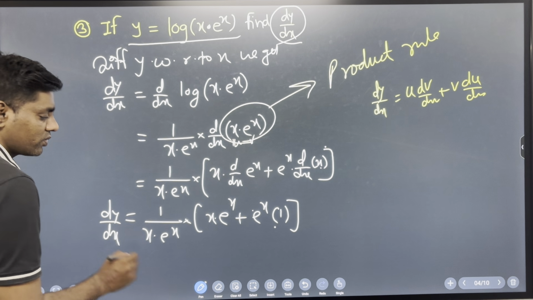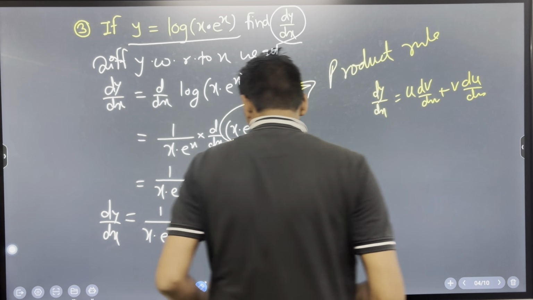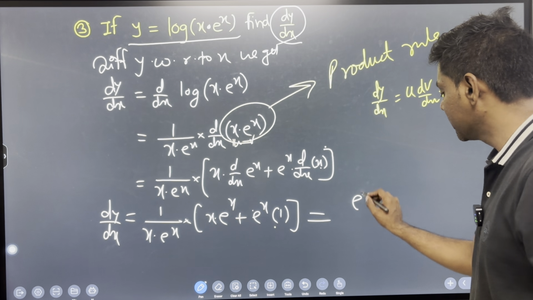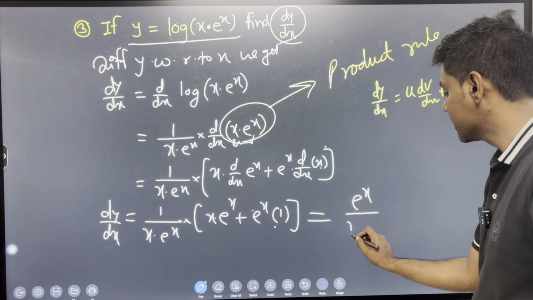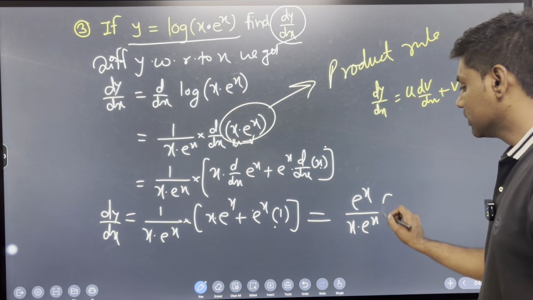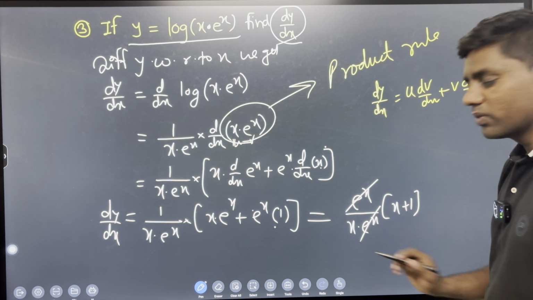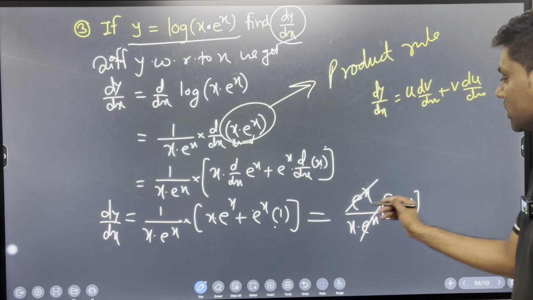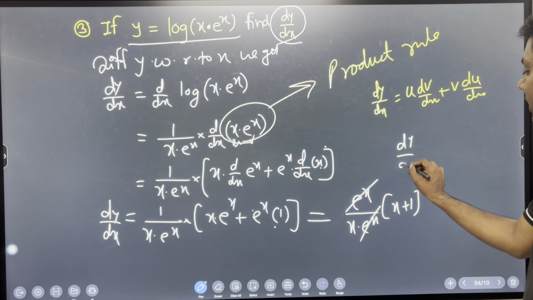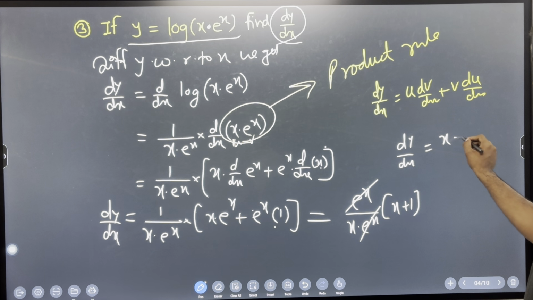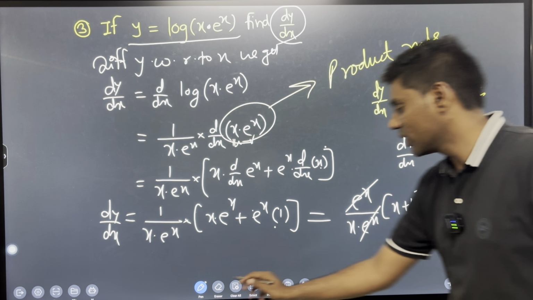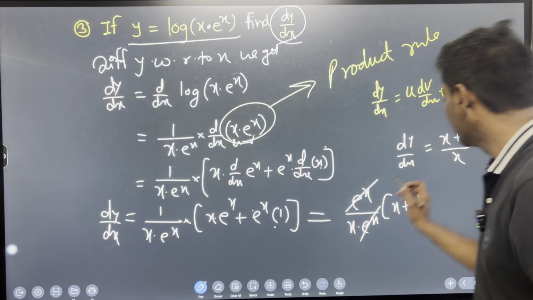And then final dy by dx. From here we can clearly observe that by taking e raised to x common, the remaining term is x into e raised to x, with the bracket present, that is x plus 1. After that, e raised to x gets cancelled. So what is the final answer? Final answer, dy by dx equal to x plus 1 divided by x. So now this is the solution of the given example.